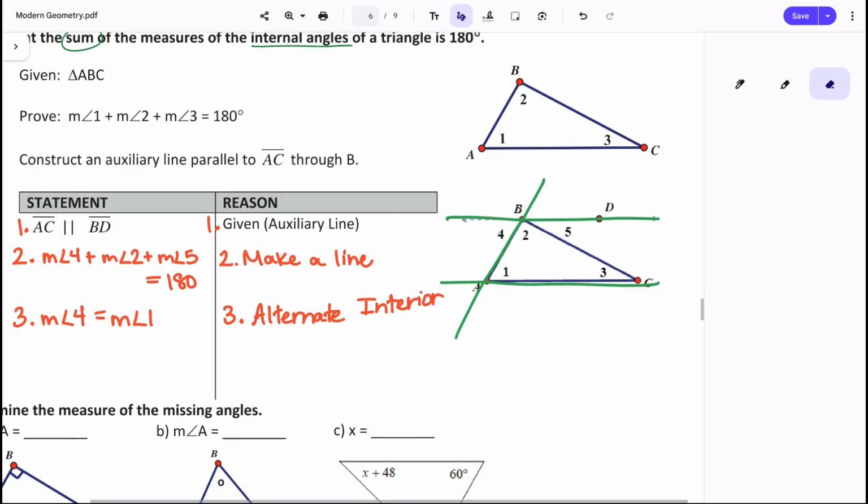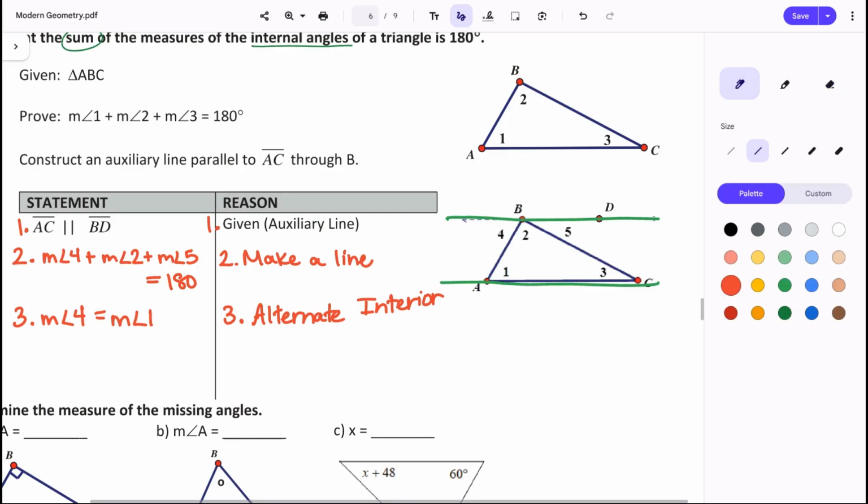What about 5 and 3? If I switch my transversal to this line, do 5 and 3 do something? Are they the same? Are they also alternate interior? Yeah. So what's true then about these measures? They should also be congruent.